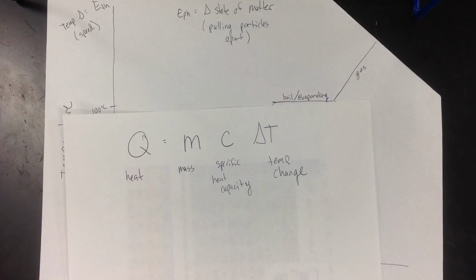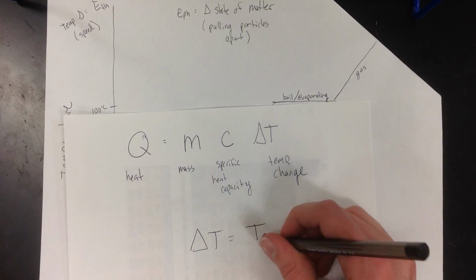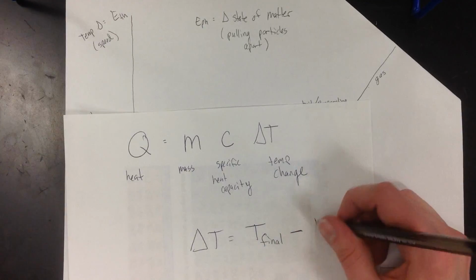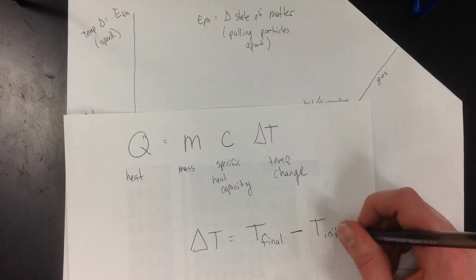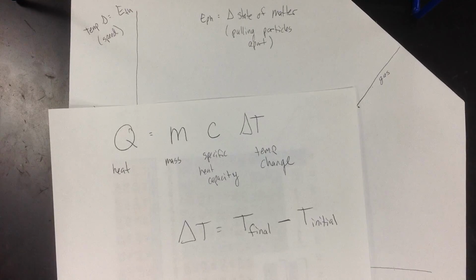Minor detail about temperature change. Your temperature change is your final temperature, whatever you're ending at, minus your initial temperature. That is how we calculate temperature changes in chemistry. It's not necessarily the big number minus the small number. You have to keep in mind whether you're heating up or cooling down, because that changes what your temperature change would be, either positive or negative.